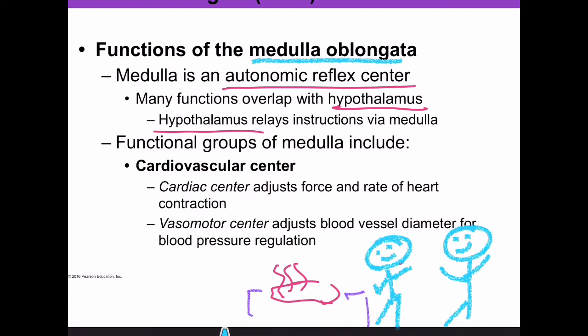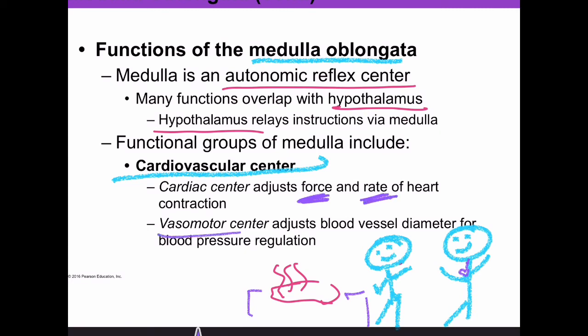So more functional groups of the medulla is the cardiovascular center. It's nice because it's so close. We'll do this guy. It's so close to the heart, right? And so we're able to have that sensory exchange right away. And so we're able to keep homeostasis much more effectively, right? Just because of proximity altogether. And it adjusts a couple of things, actually more than that, but force and heart rate as well.